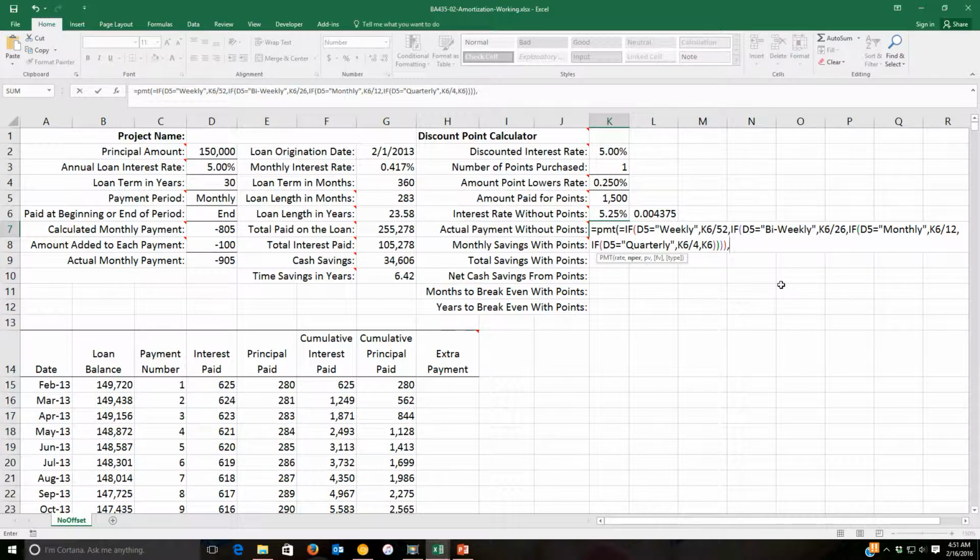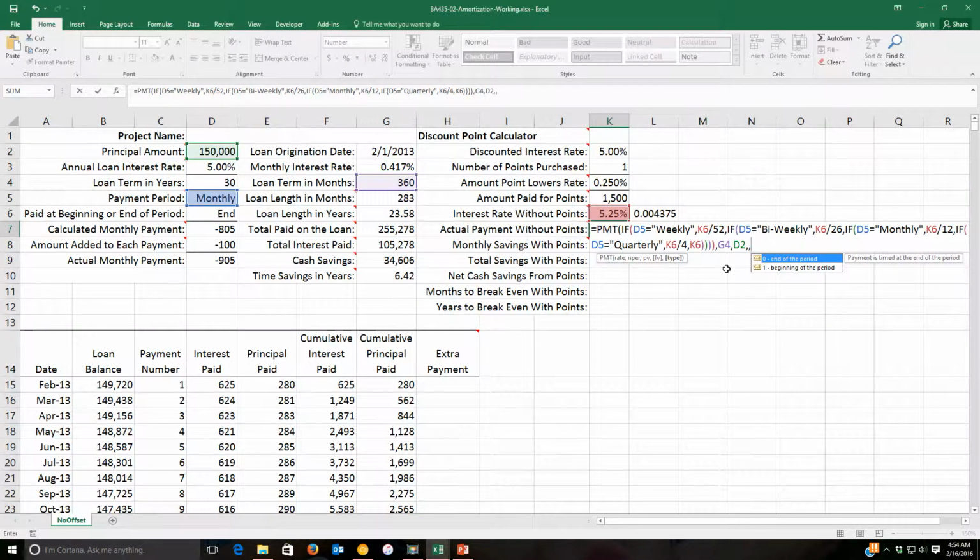So now it's going to give me the rate, then comma, the number of periods. Well, the number of periods, that's okay. That's going to work. I can go ahead and select my number of periods over here in G4. That's going to be the appropriate number of periods given the payment period that I select. And then I can give it the present value, which is the loan amount. That's the same everywhere. We're not doing a future value.